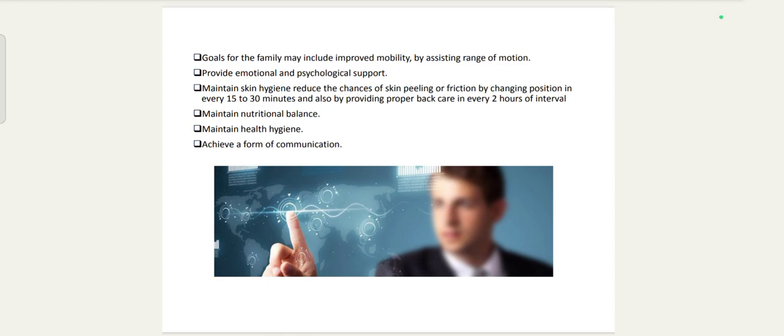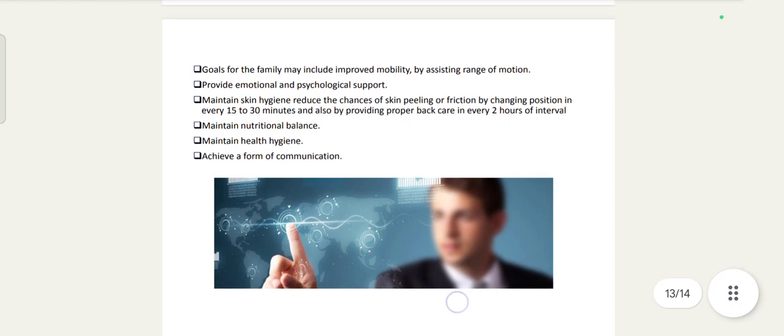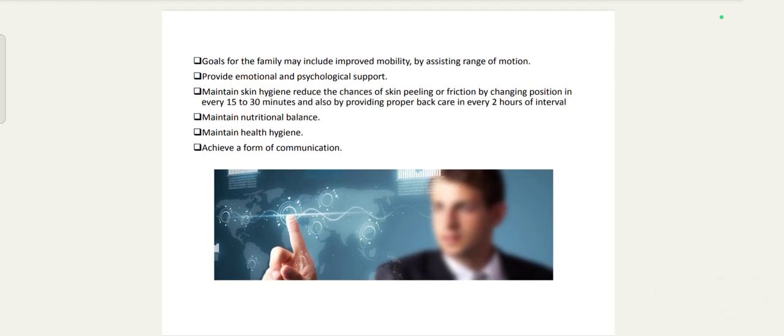The fourth one is to maintain nutritional balance, provide good and healthy foods to the patient. The fifth one is to maintain health hygiene, provide emollient and antiseptic lotions to the patient. The last family goal is to achieve a form of communication, maintain good communication with your family members, spend lots of time, make them happy, and that will improve their willpower.